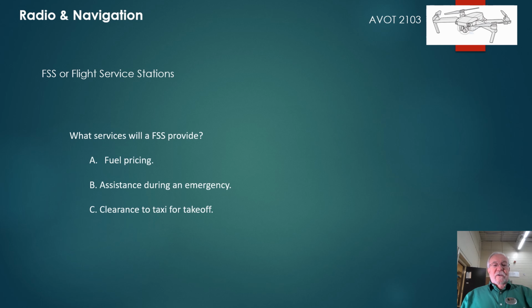So the question here is, what service will a flight service station, or FSS, provide? Well, no, fuel pricing, that's no good. Clearance to taxi for takeoff, that's a control tower kind of thing. They're not controllers, they are just weather and information providers. Obviously, it's the best answer, right? They do a lot of other things, but this is one thing they do.